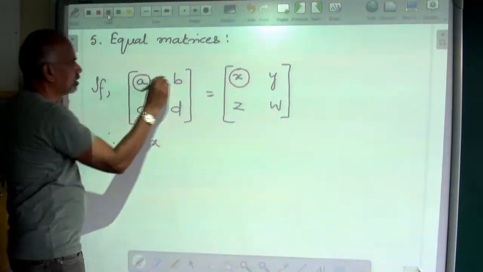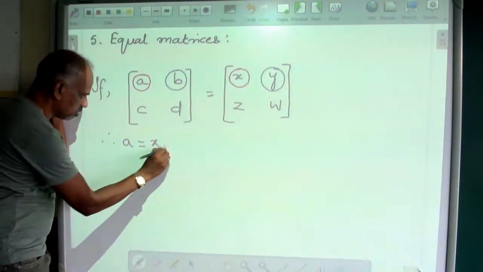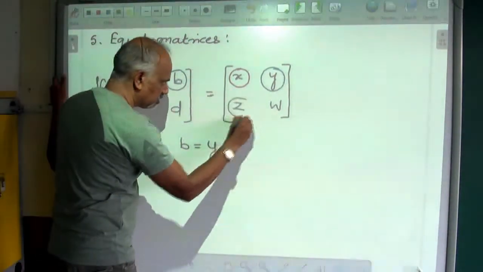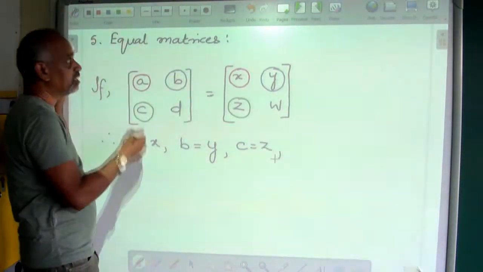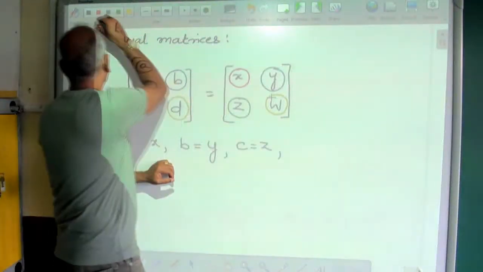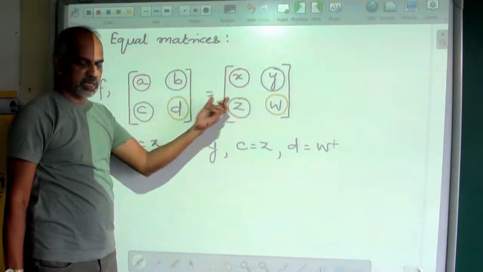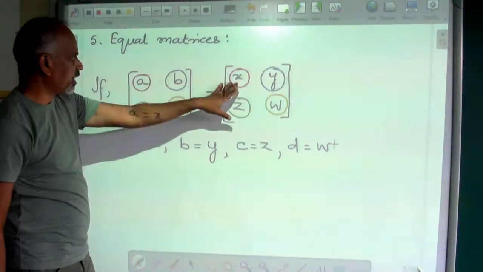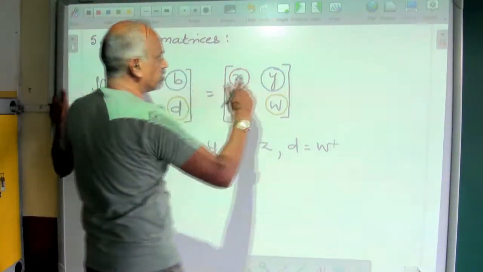Similarly, the second element is B here, and the second element here is Y. B must be equal to Y. Similarly, the third element should be equal, so you get C is equal to Z. And the fourth element here is D and the fourth element here is W. Both of them should be equal, so D must be equal to W. Because both the matrices are equal, the first element must be equal to the first element, second with second, third with third, and fourth with fourth. So A is equal to X, B is equal to Y, C is equal to Z, and D is equal to W. That's about equal matrices.